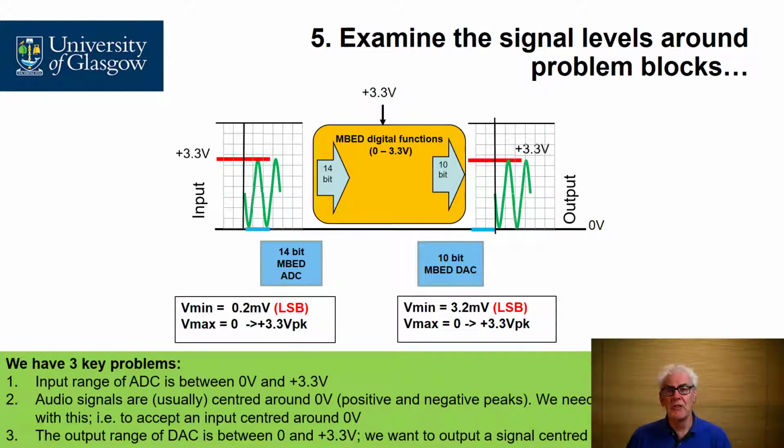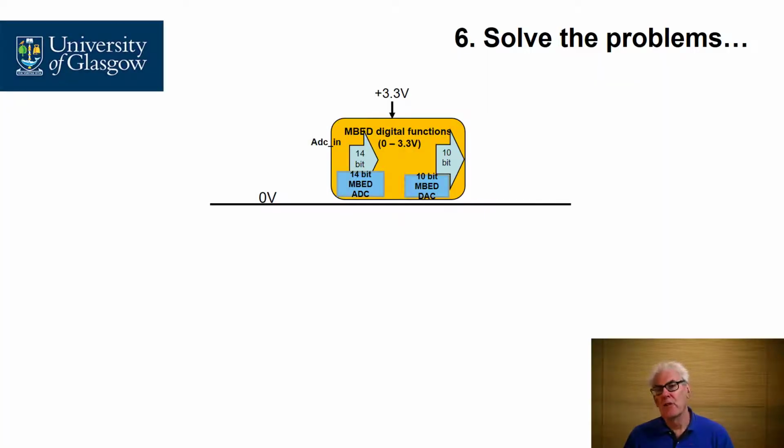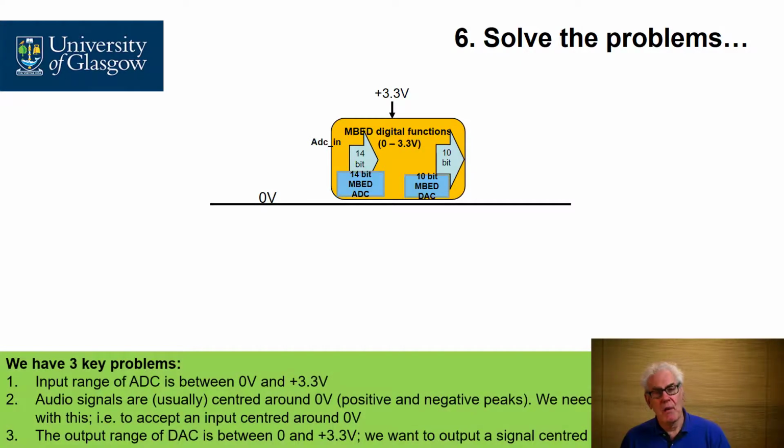So these are the limitations that we're seeing from the embed itself, and the input signal can go down as far as 0 and up as high as plus 3.3 volts, and on the output side it can go from 0 volts up to 3.3 volts. Let's try and solve these problems. Let's look at how we can address these to make the system work the way we want it to do. So, repeating the three problems we've just had before.